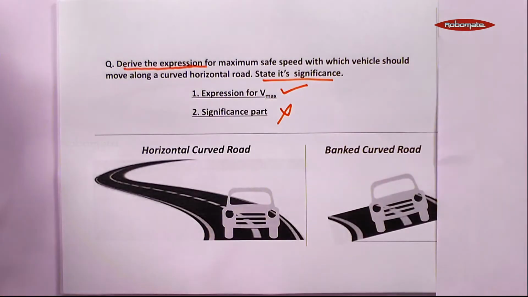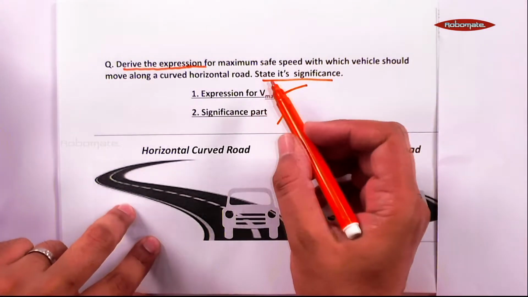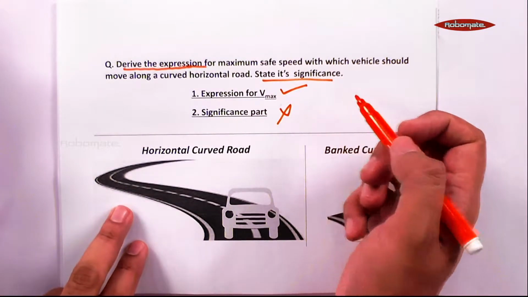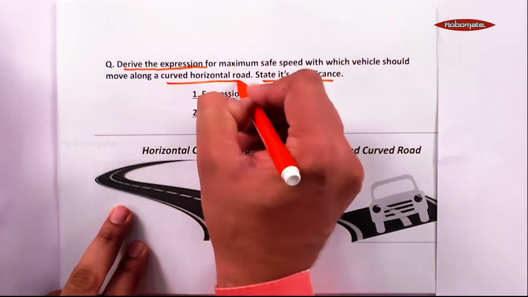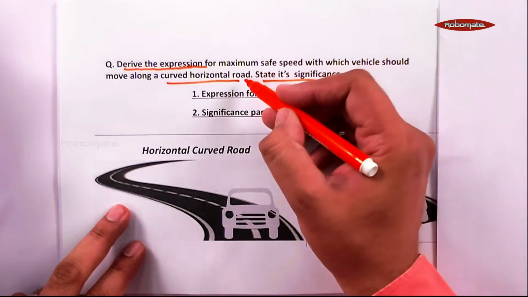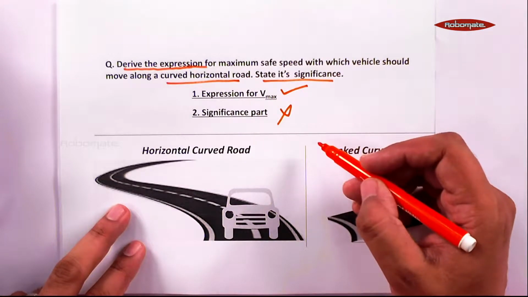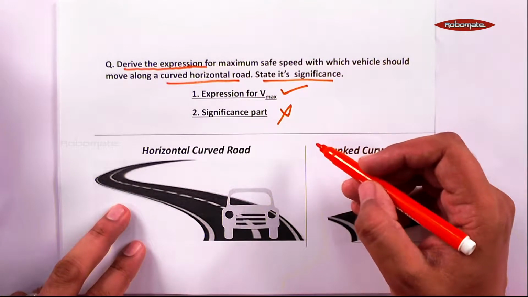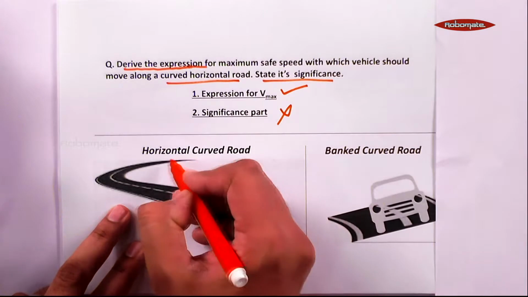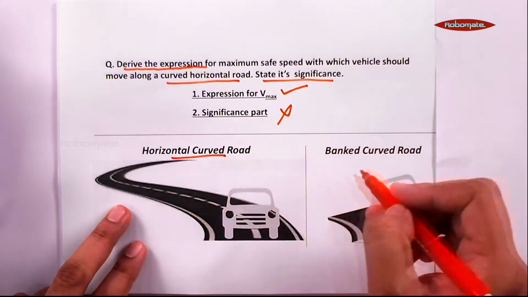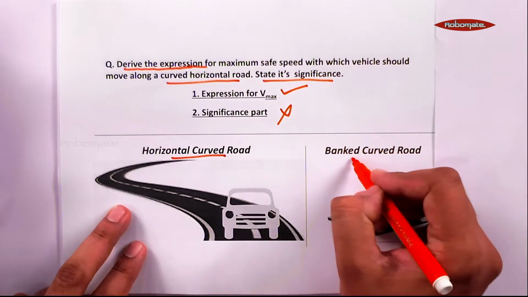Now, here also the question says find out the maximum safe velocity for a vehicle moving along a curved horizontal road. This is a very important thing you have to read in the question. Please understand that the maximum safe velocity derivation is for two conditions. For a vehicle moving along a horizontal curved road, and there is one more derivation for a vehicle which is moving along a banked road.